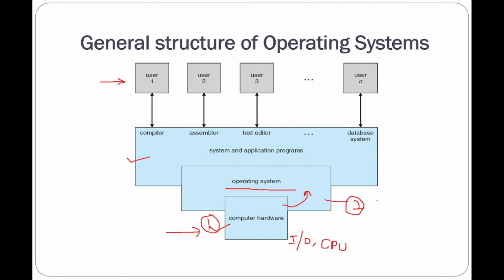Now it controls and coordinates the use of hardware, right? So what it does is control and coordinate this hardware. Why do we need to control this hardware? Because we want to run other system and application programs over our system. You understand this very well. You have your computer system, right?